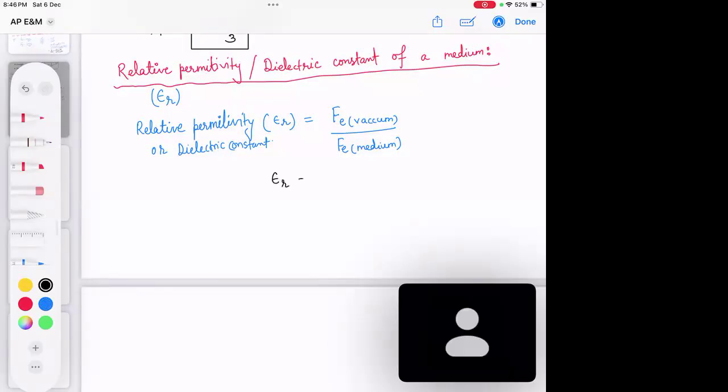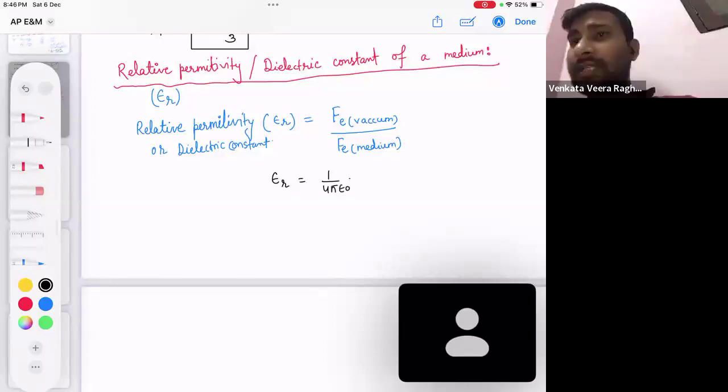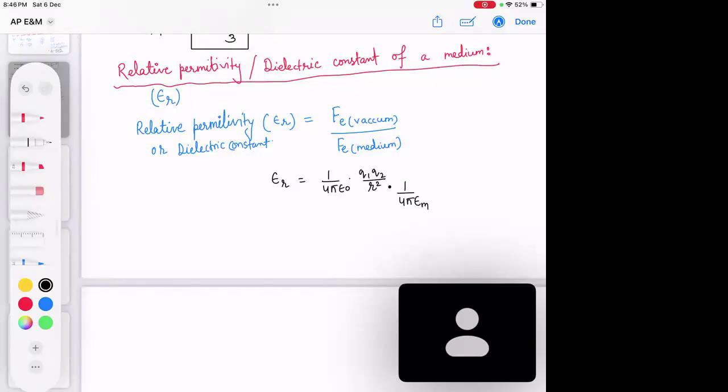So if I write epsilon r, in vacuum what will be the force? The force is 1 by 4 pi epsilon naught q1 q2 by r square, and in the medium it is going to be 1 by 4 pi epsilon of that medium. See, as the medium changes, epsilon changes. Epsilon is not a universal constant, it's a medium dependent constant. Coulomb's constant is a medium dependent constant, right?